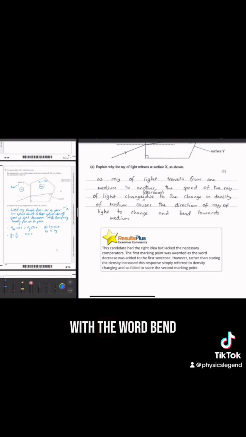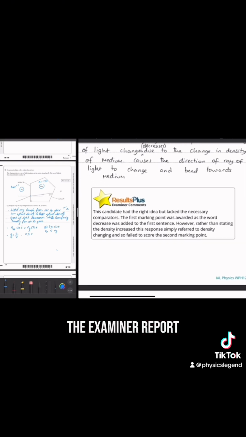I'm not happy with the word bend because bend is most probably for diffraction or spreading out of waves, but here there is no bending at all. It's just a broken line, a change in direction, and the refracted ray goes close to the normal. When you read the examiner report, he said the candidate had the right idea but lacked the necessary detail, and the first marking point was awarded, and he was not happy, as I told you.